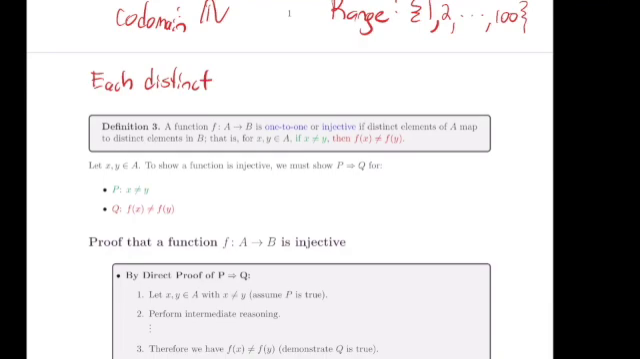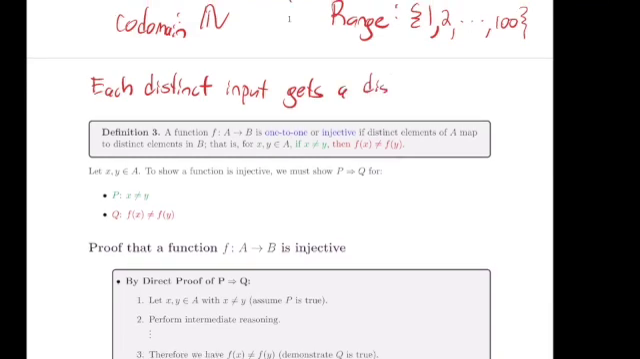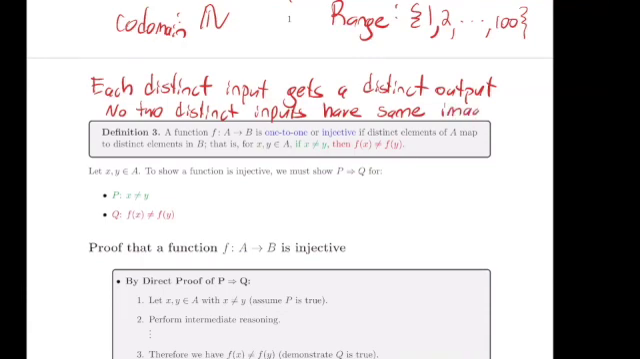So in other words, each distinct input gets a distinct output, or in other words, no two distinct inputs have the same image. Okay, image refers to its output by the map.